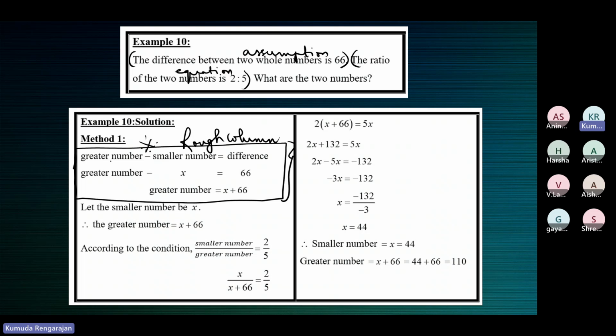So for the assumption, see here, greater number minus smaller number is the difference. If you call the smaller number x, the greater number minus x is equal to the difference, 66. So the greater number is equal to, this minus x will come to the other side as plus x. So it will be x plus 66. So going by this, let the smaller number be x, then the greater number will be x plus 66. Correct?